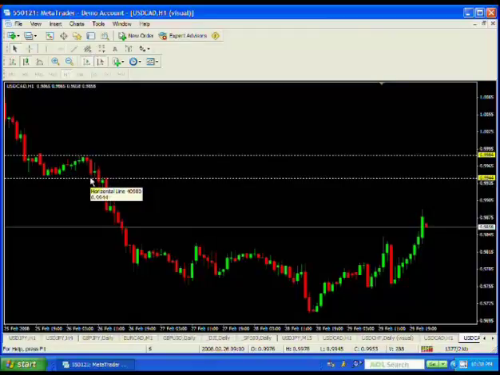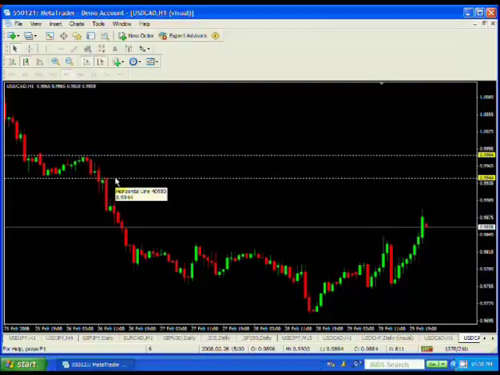So right now, at this moment in time, on the 1-hour chart, this is our current most dynamic support and resistance level. So we have a support level here at 0.9944, and we have our resistance level here at 0.9984.